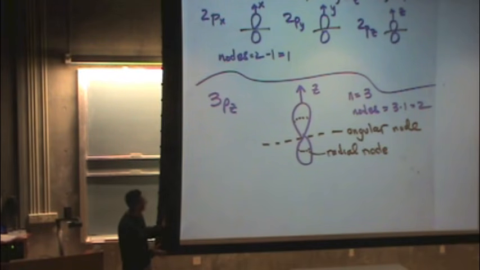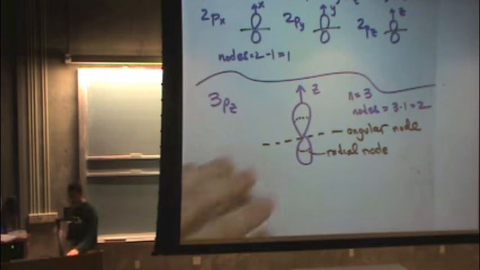If it was a pY, you just change the axis to Y. If it was a 3pX, you change the axis to X. Do you need me to do a 4p orbital? No? Okay, let's move on to d's. d's now.